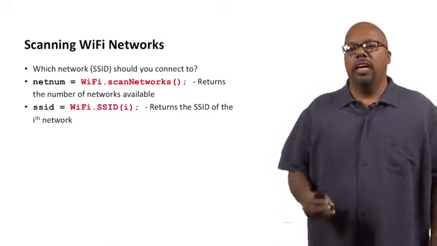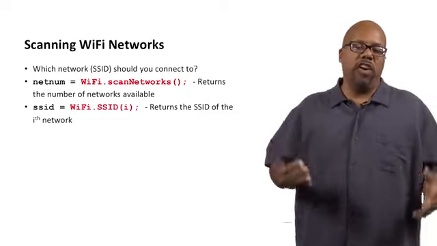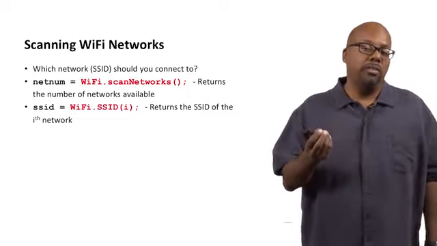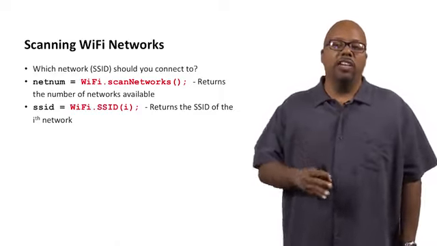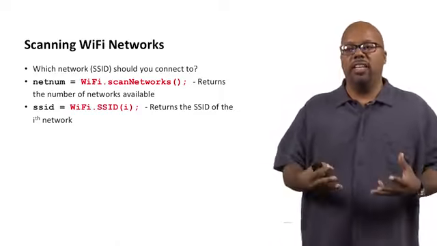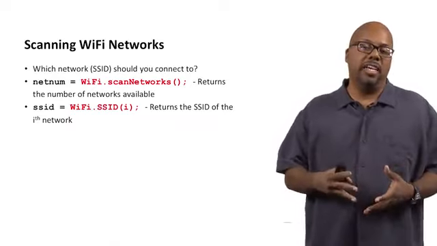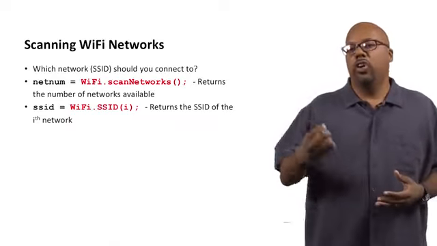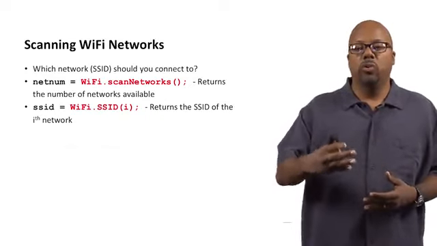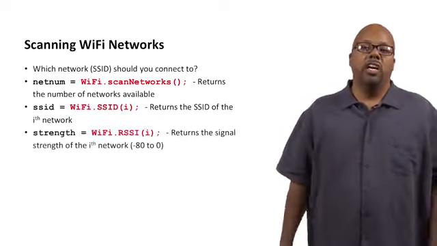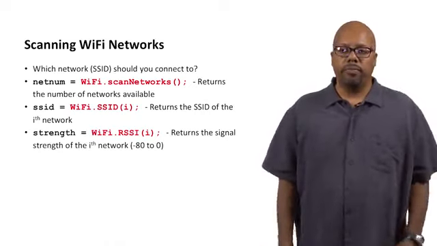Now, say there are 5 networks and you want to find the actual names of the networks, the SSIDs of the networks. You can call this function Wi-Fi.SSID. You pass it an integer i, and it returns the SSID of the ith network. So if you know there are 5 networks, you can call SSID of 0, 1, 2, 3, and it'll return the SSID of all those networks.